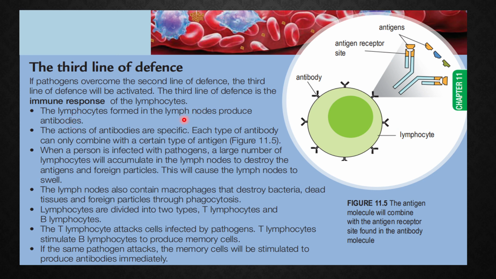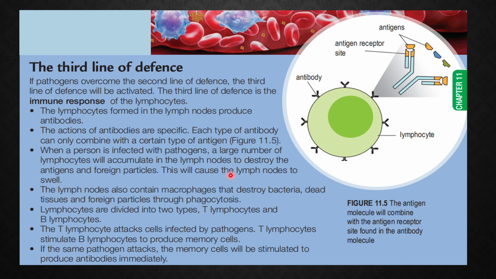Lymph nodes are part of the organs under the lymphatic circulation, okay, the lymphatic system. So each type of antibody can only combine with a certain type of antigen. Like here, right? You see it is specific. So when a person is infected with a pathogen, a large number of lymphocytes will accumulate in the lymph nodes to destroy the antigens and the foreign particles. And this will cause the lymph nodes to swell.